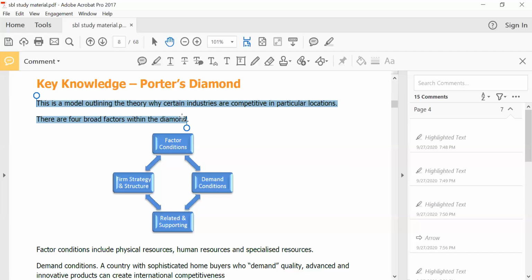If you want to obtain competitive advantage, say you want to start a cosmetic business and become competitive in a particular location, you can also look at Porter's diamond.